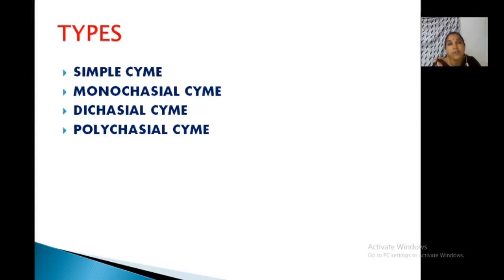What are the four types of cymose inflorescence? Simple cyme, monochasial cyme, dichasial cyme and polychasial cyme. You can note the terms. Simple cyme is very simple: the main axis flower with lateral flowers, that's all. Monochasial cyme has branching only on one side. Dichasial cyme has branching on both sides. Polychasial cyme has branching all around. Understood? We will go into detail.